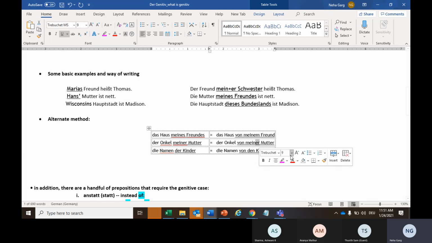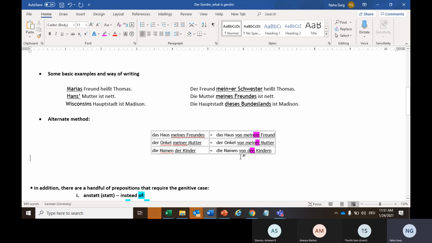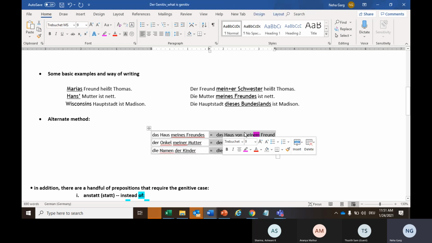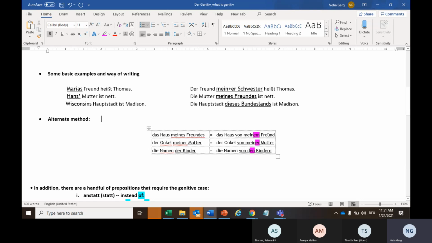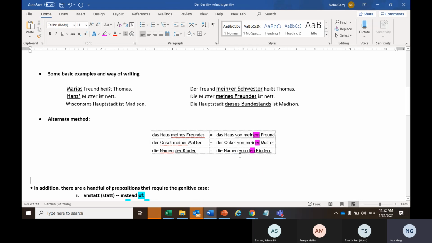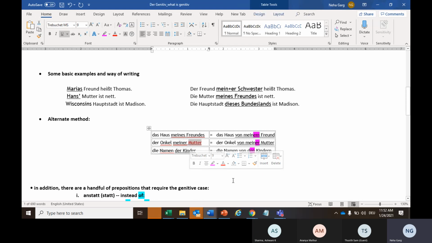This is just for extra information, nothing to get confused about, because anyway the meaning of the sentence remains the same. It's just that there are different ways you can write the same sentence. Either you can write it in a genitive manner, or you can use a preposition and make changes with the noun according to that. "Der Onkel meiner Mutter," the uncle of my mother. "Mutter" is "die Mutter," and then "meine" plus "der," so "meiner Mutter." Either you can write it this way or "der Onkel von meiner Mutter," the uncle of my mother.